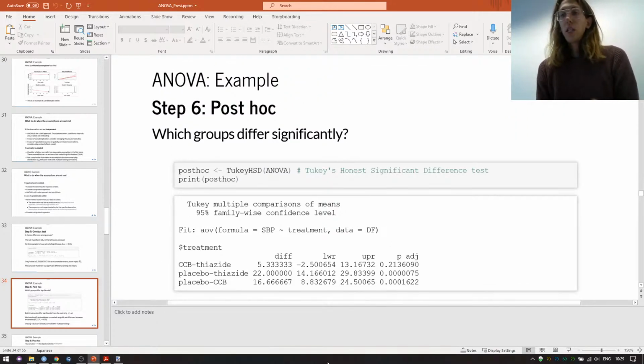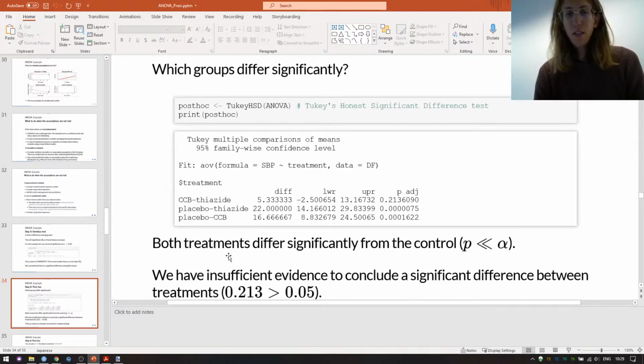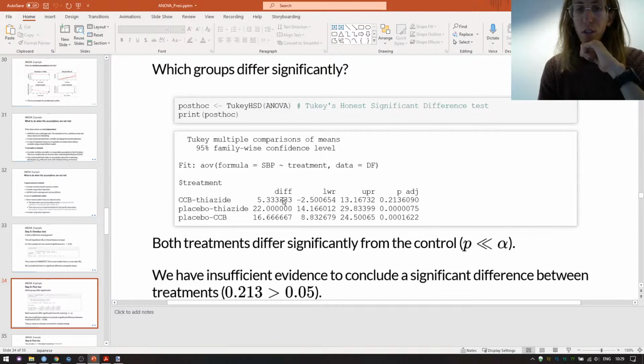Okay, since we reject the null hypothesis for the Omnibus test, we continue with the post hoc analysis, and we run the Tukey HSD because we're interested in all the differences. So you do Tukey HSD of the ANOVA, and then you can print your results like this. And this is the output. So what we see over here is all the differences. These values over here are the exact differences in means between the groups.